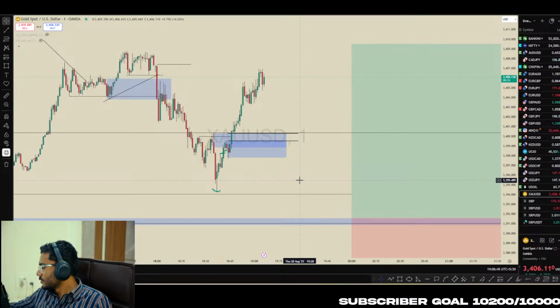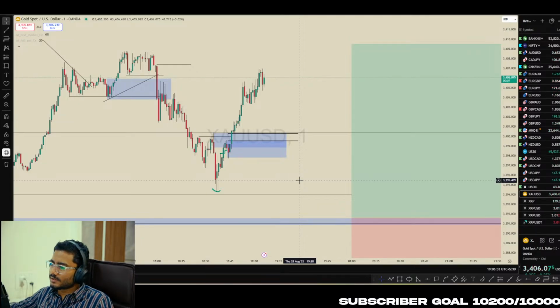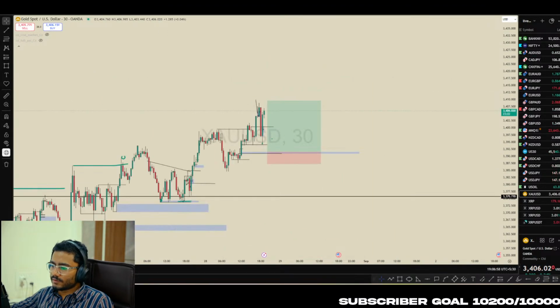Which time frame is better to identify? So I don't use any specific time frame for marking the order blocks, but if you want to mark POIs, then 30 minutes is the best time frame to mark POIs.